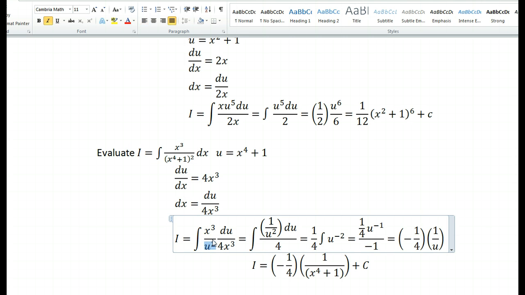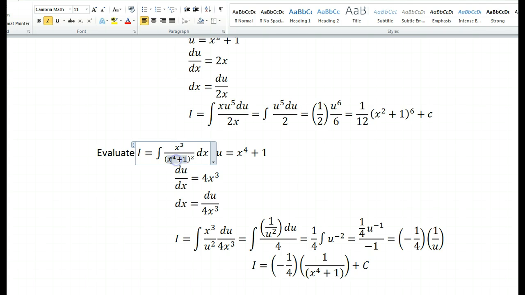Can you see that? What about the x cubed? The x cubed we leave alone. And then we have dx is equal to what? dx is equal to du over 4x cubed. You just replace the dx by the du. So once again we leave the x cubed as it is because we expect that to be cancelled off.